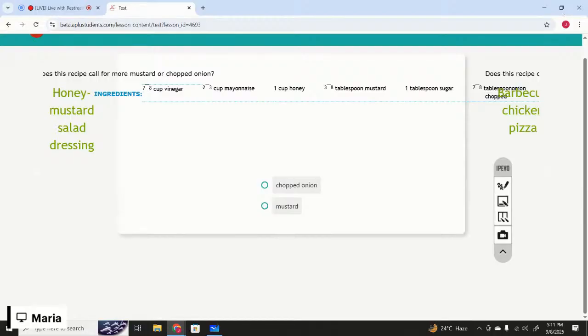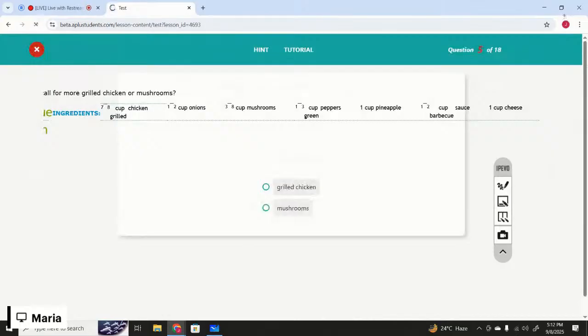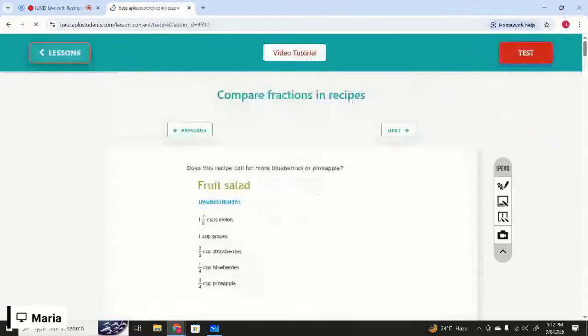Does this recipe call for more mustard or chopped onion? So mustard is 3/8 and chopped onion is 7/8. So which is the correct option? So 7/8 is more than 3/8. So that means more chopped onion than mustard. Okay, you can complete the lesson by yourself later today. Let me just go back to the next lesson.